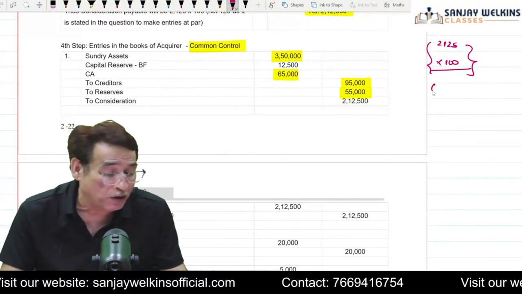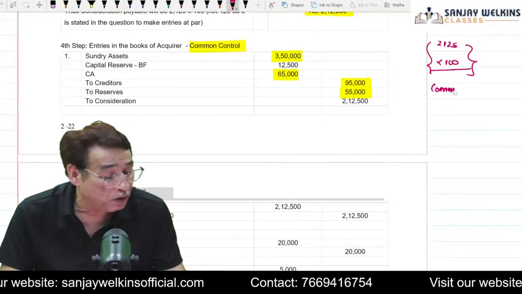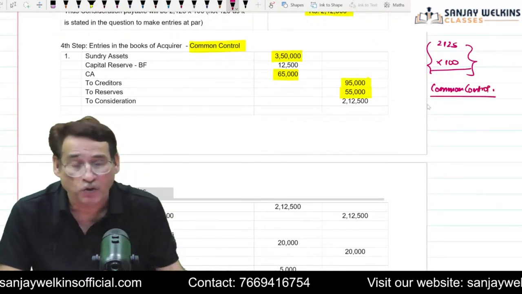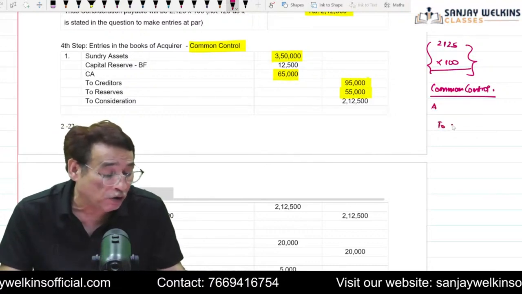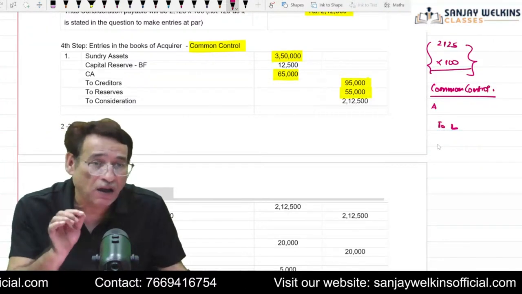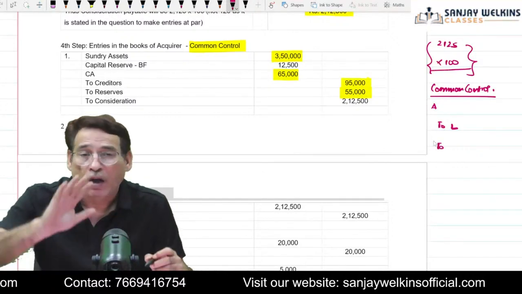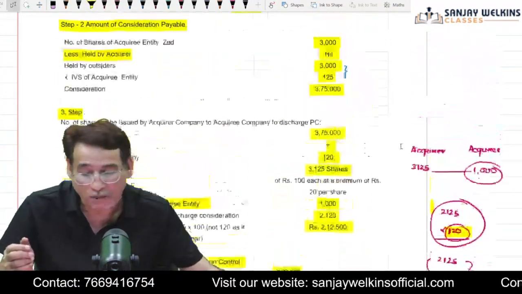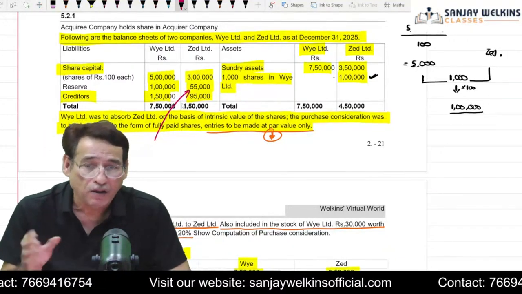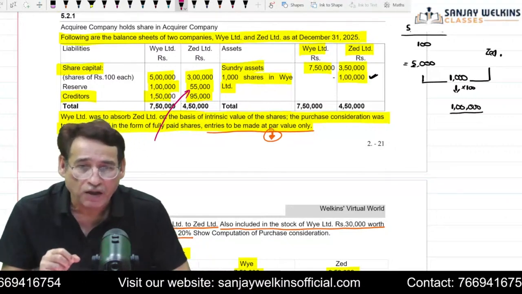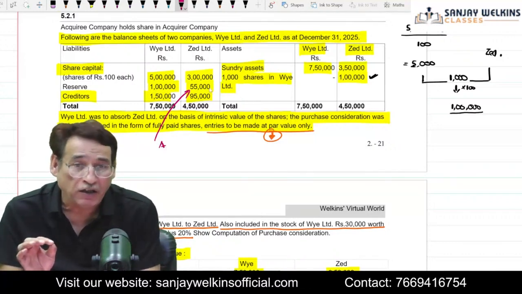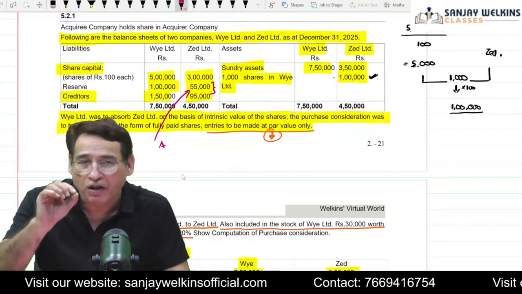Because if it is a case of common control, in that particular case, you will take over all the assets, you will take over all the liabilities as usual. Besides that, there is a very important line. Whatever reserves are appearing, for example, in the books of Jet Limited, there is a reserve of 55,000. Correct? So, in case of common control, now the acquirer company will have to maintain the identity of this reserve.